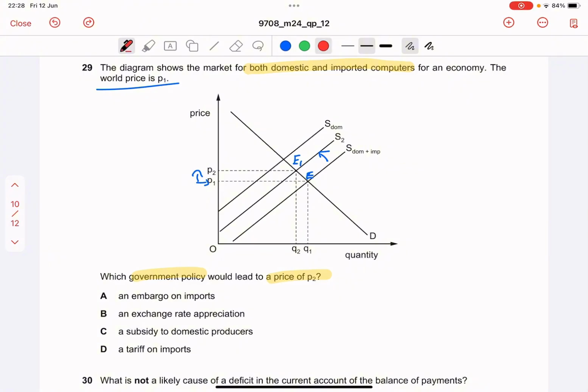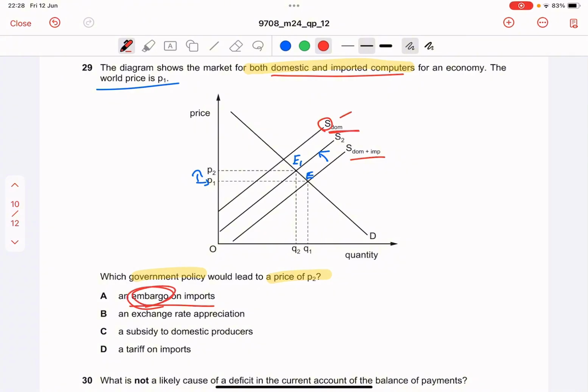First one says an embargo on imports. What is an embargo on imports? That is a complete ban on imports, meaning no imports will be going into the country. So will that decrease the supply and shift it to the left? Yes, but the question says that this diagram shows the market for both domestic and imported computers. Like here, domestic and imported computers. And this supply curve right here seems to only represent the domestic supply, right? So no imports are included. So if there were an embargo on imports, no more imports.